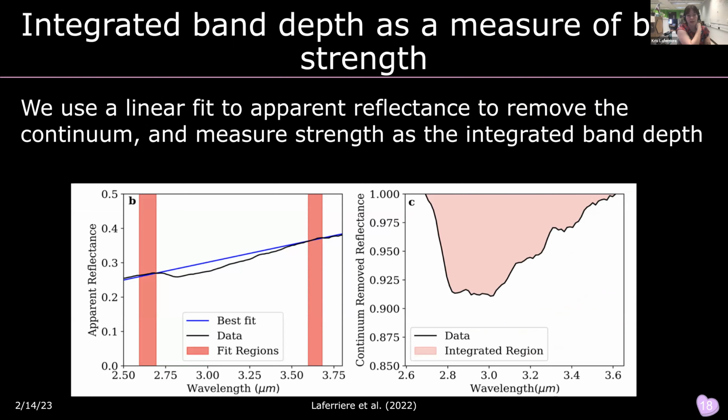Another thing to note, we'll get into the results in the next slide, is we majorly used integrated band depth as the measure of band strength here. How we did that is essentially a linear fit across the apparent reflectance around the band in order to remove the continuum. Then we took the area between 1 and that absorption band and integrated it to provide this integrated band depth. So we're not taking a singular measurement of the deepest part of the band, but the general area across the band. That accounts for the fact that this band has an asymmetric shape.